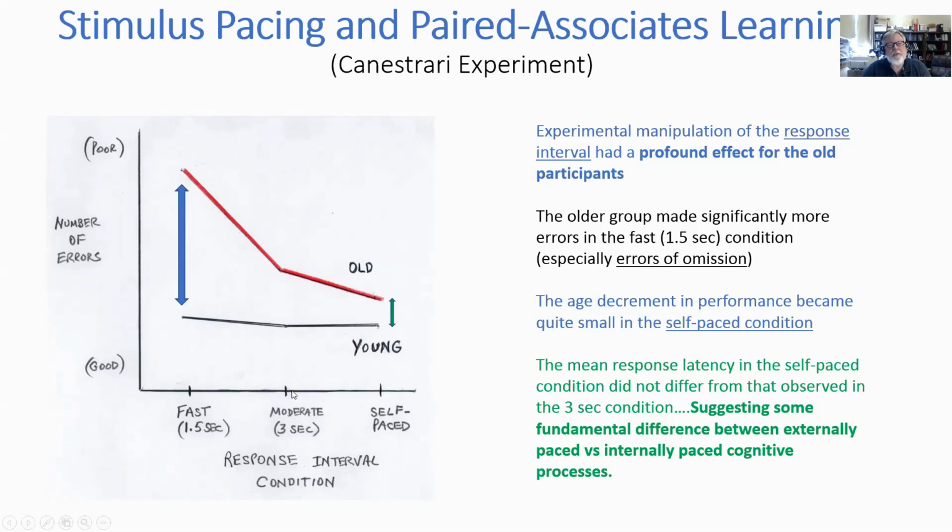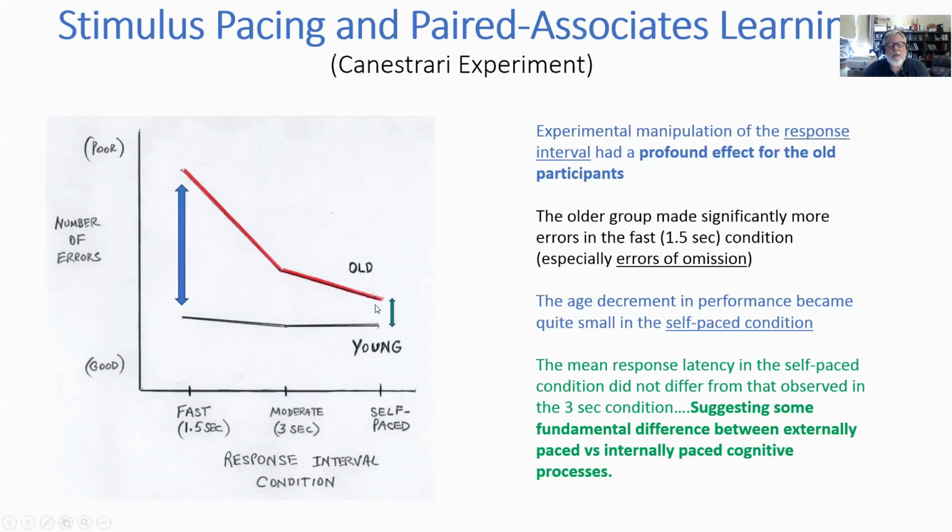When the response interval was increased to 3 seconds, the size of that age difference dropped dramatically, and the older decrement was significantly smaller. And interestingly, when they were in the self-paced condition, the gap between the older and young persons became the smallest. There was still a significant difference there, but it was quite small. Quite a reasonable decrement was observed in that particular situation. And what's particularly fascinating about this result that Canestrari presented was he actually recorded the reaction times of people to respond in these different conditions.